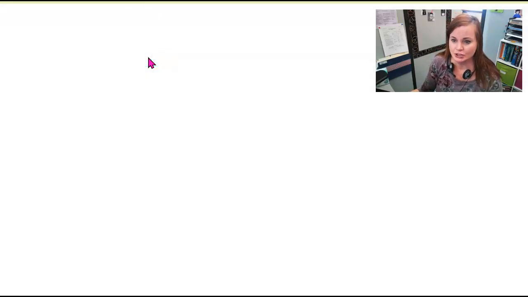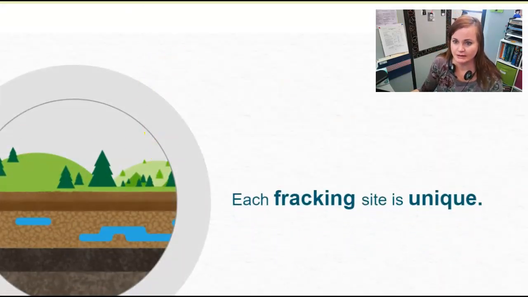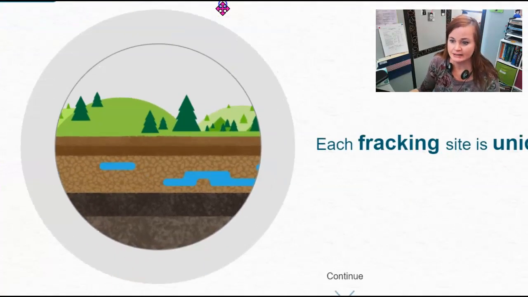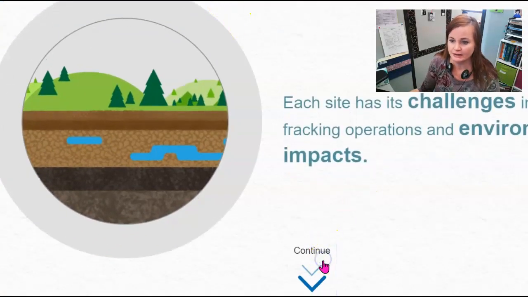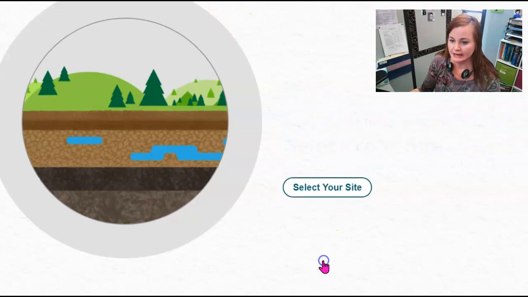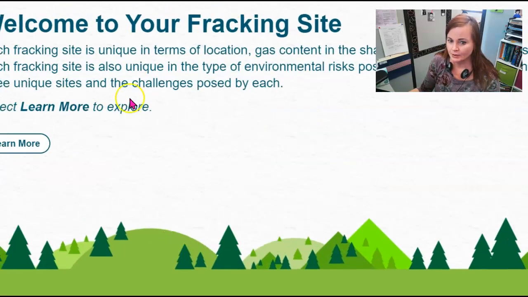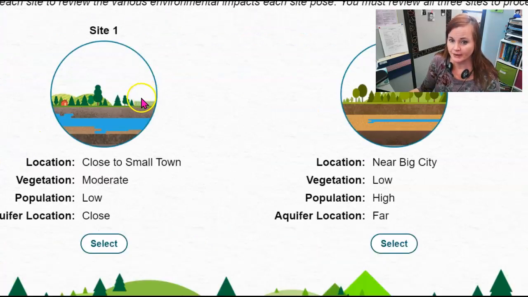And this is where you're going to choose your different sites. So here it says, select your site. You scroll down, you can hit continue a few times. Go to select your site. Go over here to more, and then you'll have 3 site options.